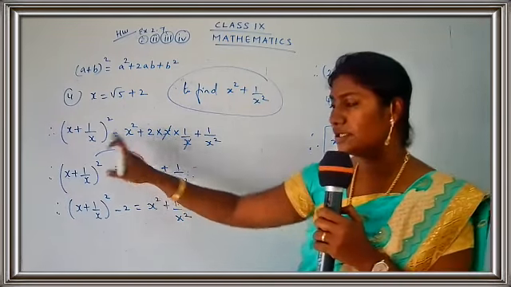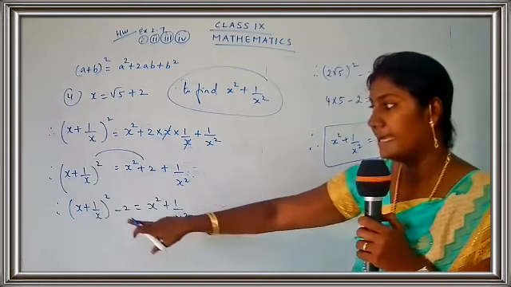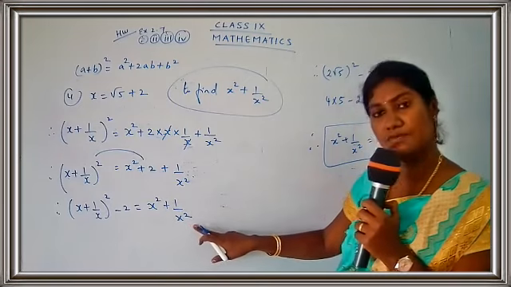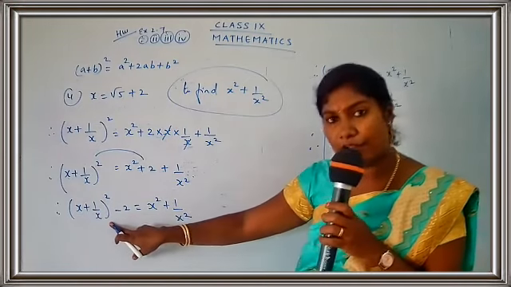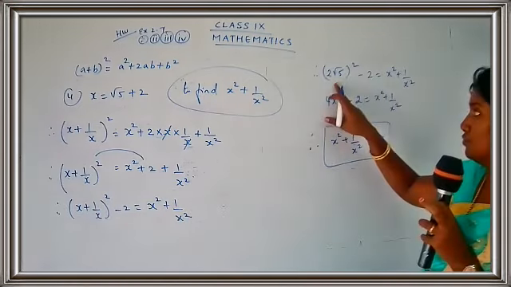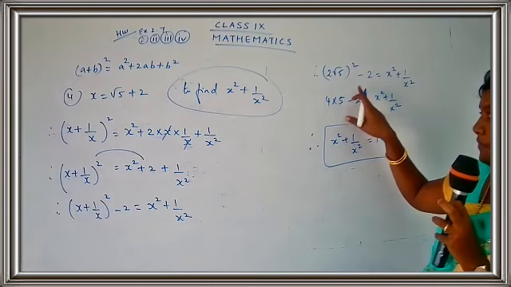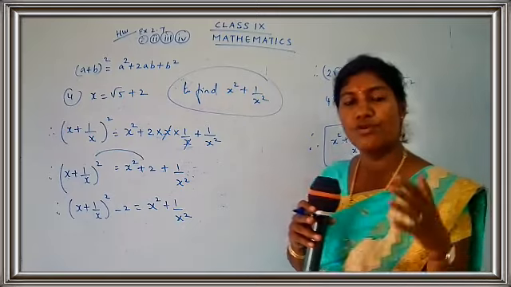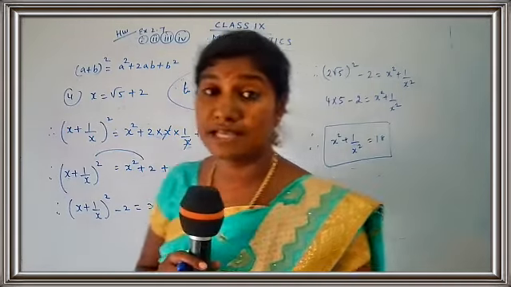Take the 2 to the LHS side. I get x plus 1 by x the whole square minus 2 is equal to x square plus 1 by x square. I know the value for x plus 1 by x. That's 2 root 5 the whole square minus 2. I get the answer as 18. Clear, children? So you have to just go on working with more and more sums and you will be perfect in that.